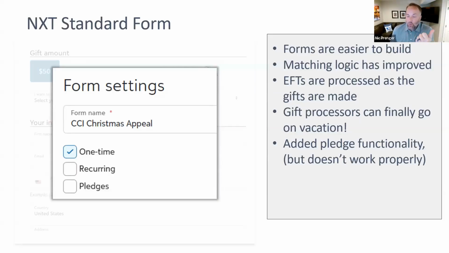So you can go on vacation. It's a big win. NXT does more things automatically. Credit to the team over there. I think Sam may even be on this call, who's been working on donation forms for a long time with Blackbaud. Pledge functionality doesn't work properly. Lauren or Jen, can you just speak briefly to what are the things that are so wonky about the pledges on the forms?